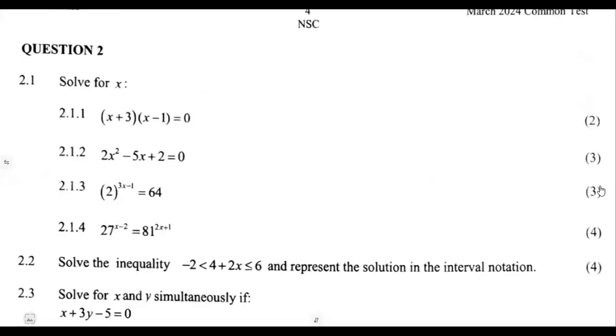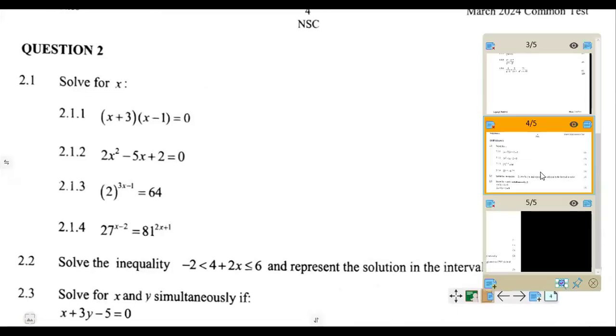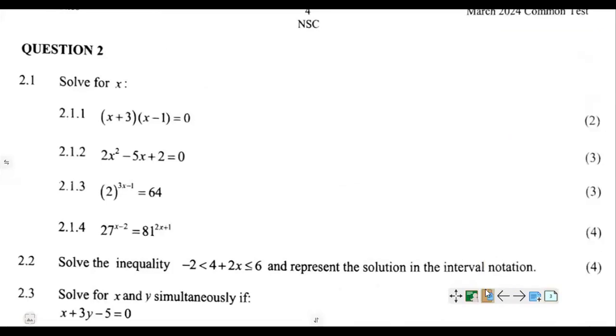All right. So without wasting time, let us consider this part. Sorry for this, guys. I did not want to do it, but I'm just forced. But it's not a problem. This is what we are given here. Number 2, solve for x, 2.1.